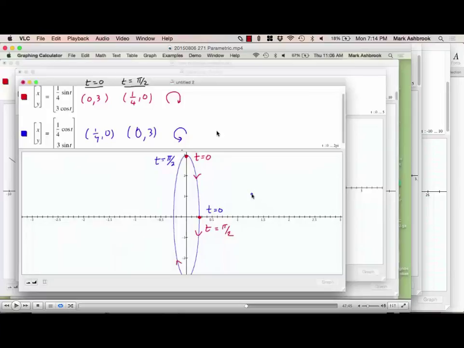They start at different points, underscoring that they're different functions, right? Totally different functions that give you the same set of points. And that's one thing with parametric functions: there are like a million ways to write the same set of points with different sets of parametric functions.